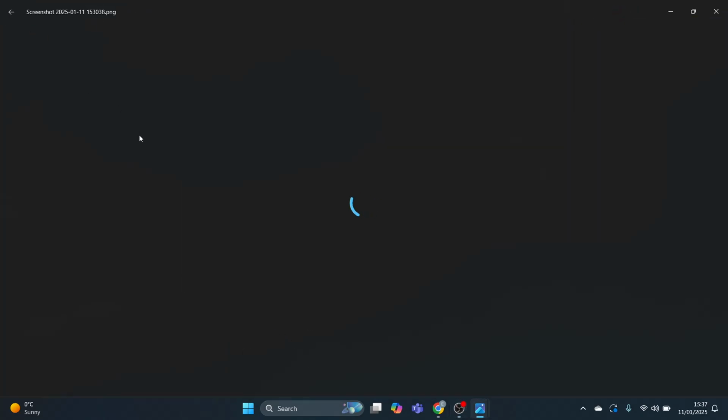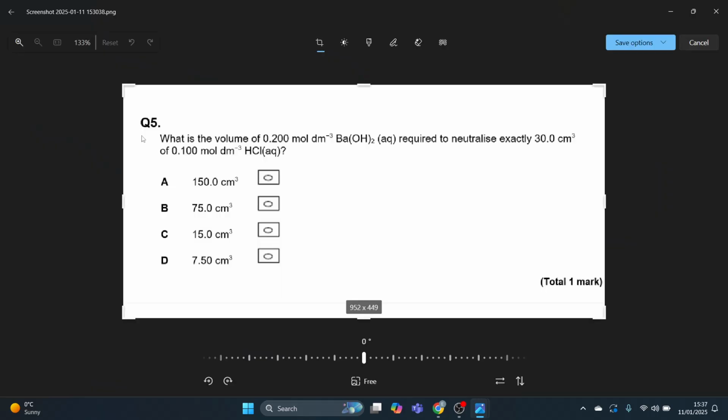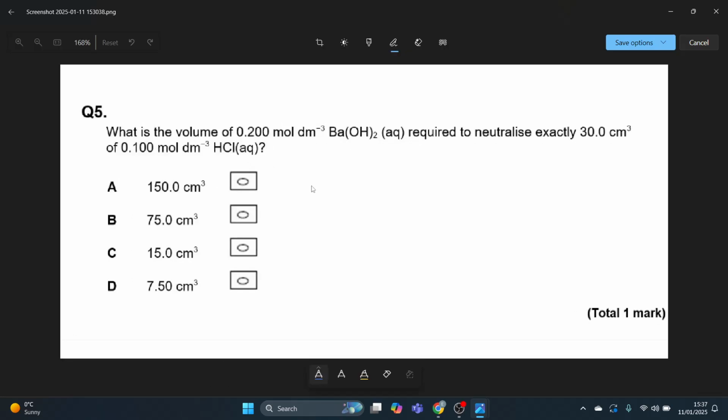Choice questions. Amount of substance less than 9, I think. What is question 5? What's the volume of this required to neutralize this? So what we would have to do is, let me think about this. What is the volume of that required to neutralize exactly that much of HCl?